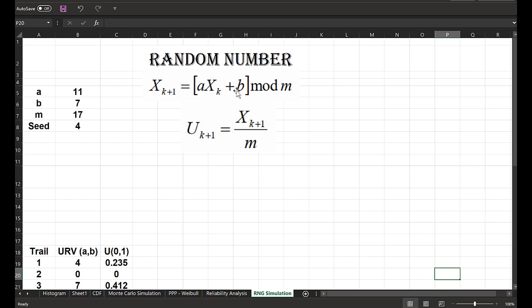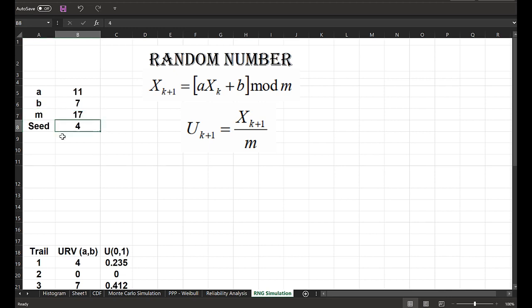So if you remember, we have this x_{k+1} = (a x_k + b) mod m, and this u_{k+1}. So there are two sequences that we have. So let's say a, b, m values. Let's say a equals 11 and b equals, we have to start somewhere, b equals 7 and m is equal to 70. So these are the values we know.